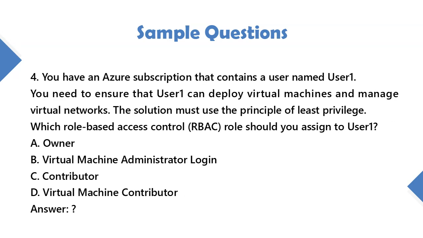4. You have an Azure subscription that contains a user named User1. You need to ensure that User1 can deploy virtual machines and manage virtual networks. The solution must use the principle of least privilege. Which role-based access control (RBAC) role should you assign to User1? A. Owner. B. Virtual Machine Administrator Login. C. Contributor. D. Virtual Machine Contributor.